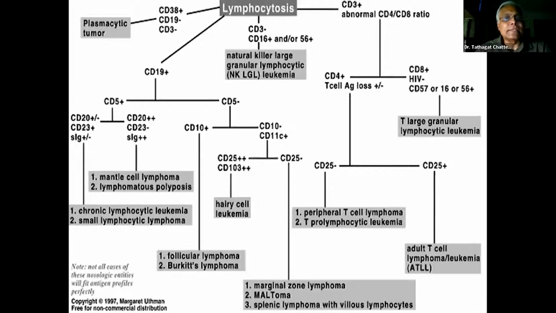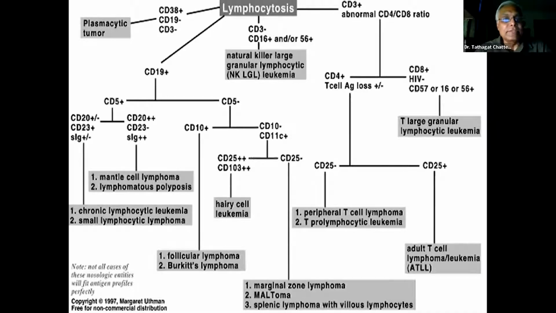Now, in the CD19 positive subset, if you get a CD5 positive and further strong positive for CD20, CD23 negative, and surface immunoglobulin strongly positive, what are you dealing with? You're dealing with mantle cell lymphoma or even lymphomatous polyposis. Now, the CD19 positive subsets which are CD5 negative, we'll concentrate on these cases. Now, the CD5 negatives can be CD10 positive. If so, you're dealing with follicular lymphoma or a Burkitt lymphoma.